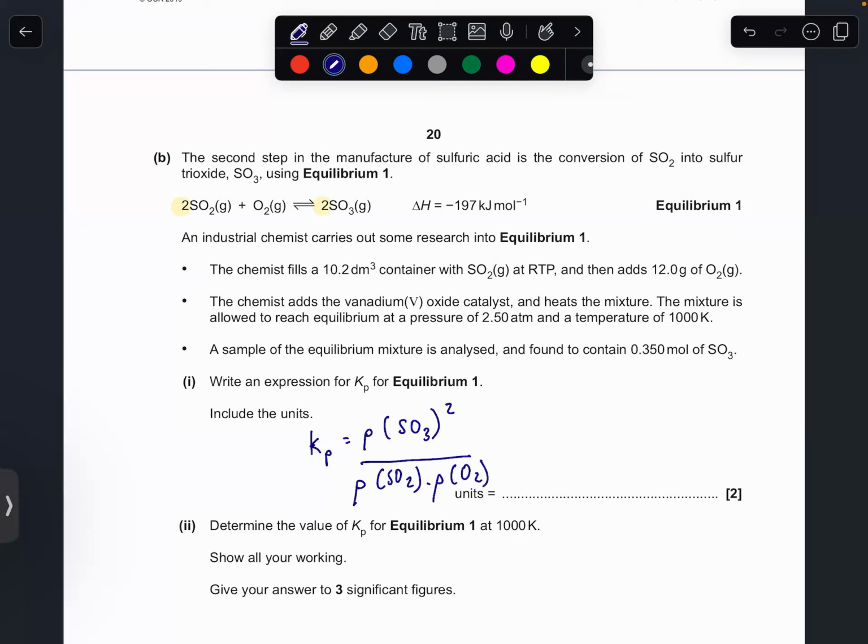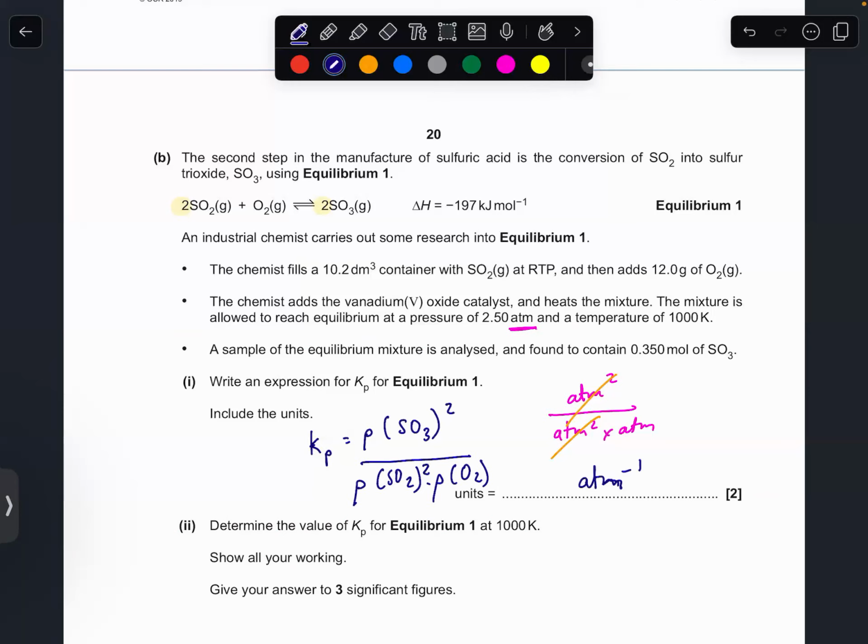And the units: they give the pressure in atm, atmospheric pressure. So what you've got is atm squared over atm squared times atm. These cancel out, and it's 1 over atm. So that will be atm to the power of minus 1.